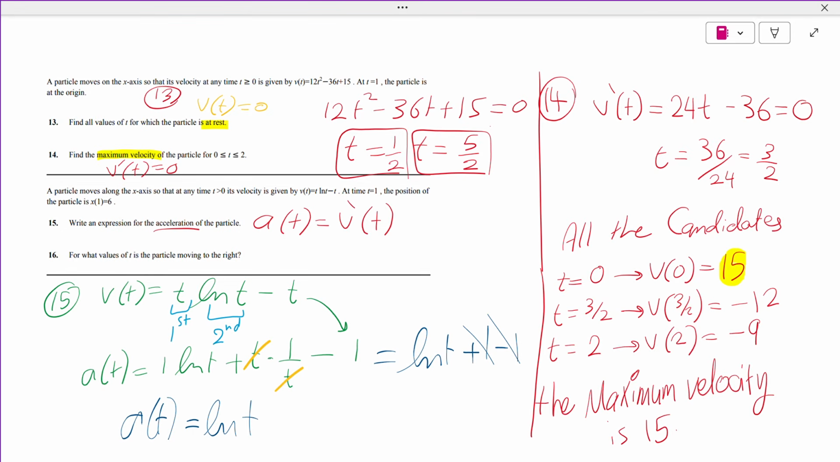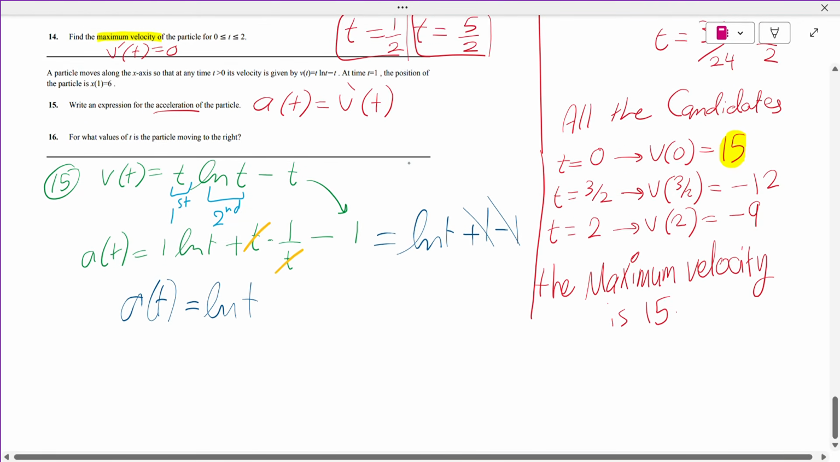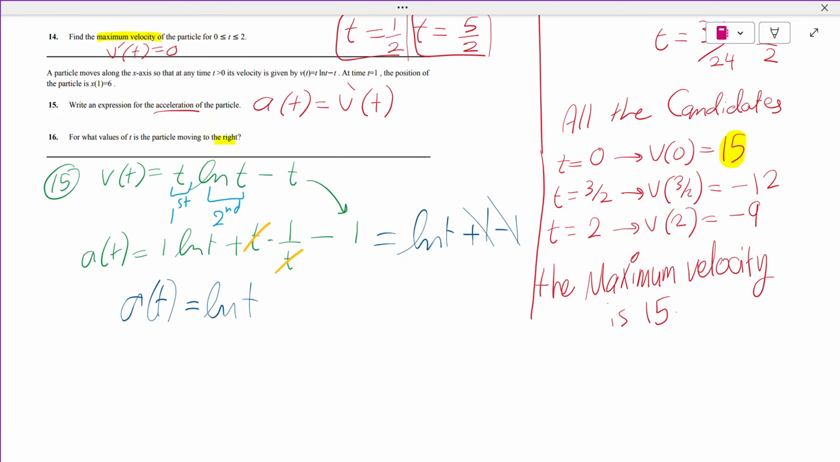Let's look at question 16 now. Question 16 says, for what value of t is the particle moving to the right? The particle is moving to the right, meaning we are looking at what are the t values at which the velocity is positive. So let's go back to v of t for question 16. V of t, which is given, right? T ln of t minus t.